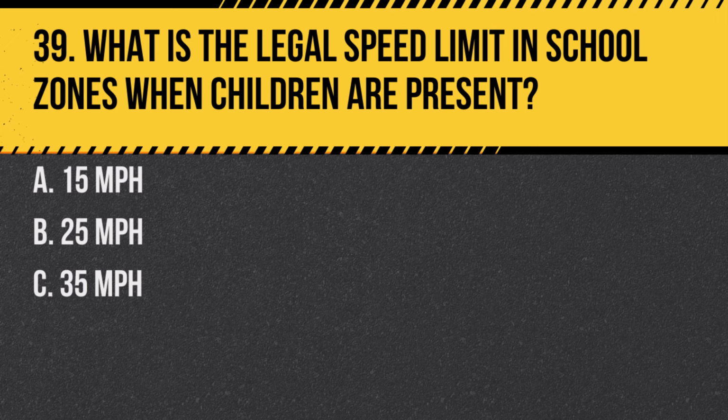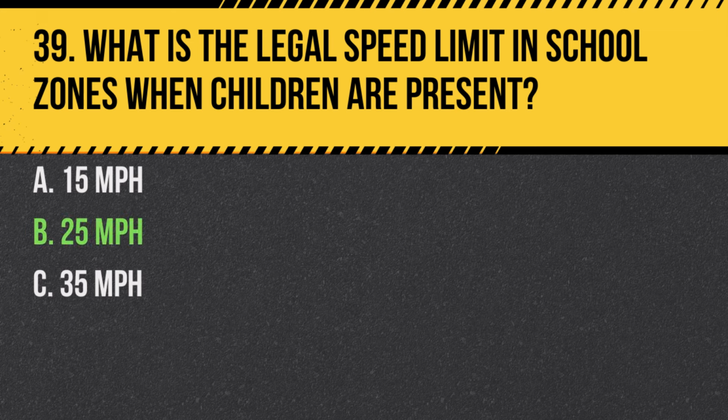Question 39. What is the legal speed limit in school zones when children are present? A. 15 miles per hour. B. 25 miles per hour. C. 35 miles per hour. Answer: B. 25 miles per hour. This reduced speed limit is enforced to protect children in areas where they are likely to be crossing or walking near the road.